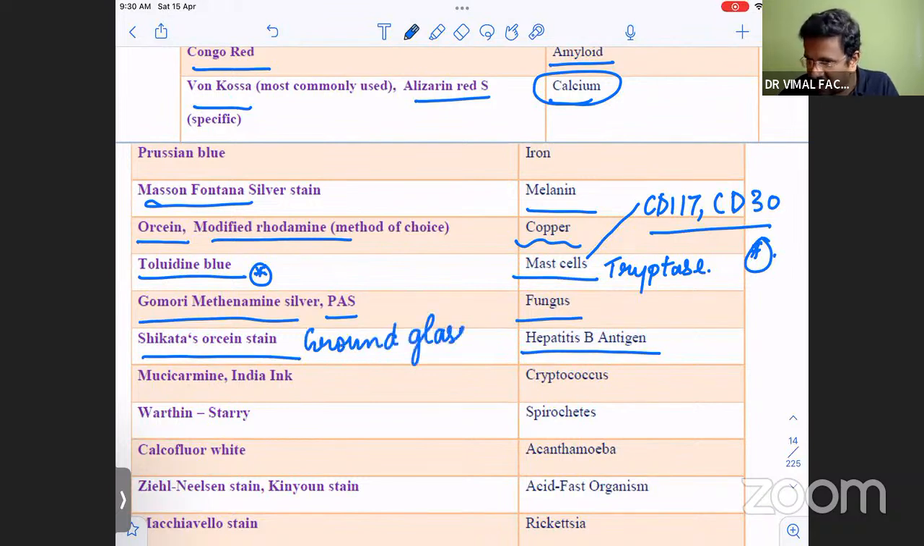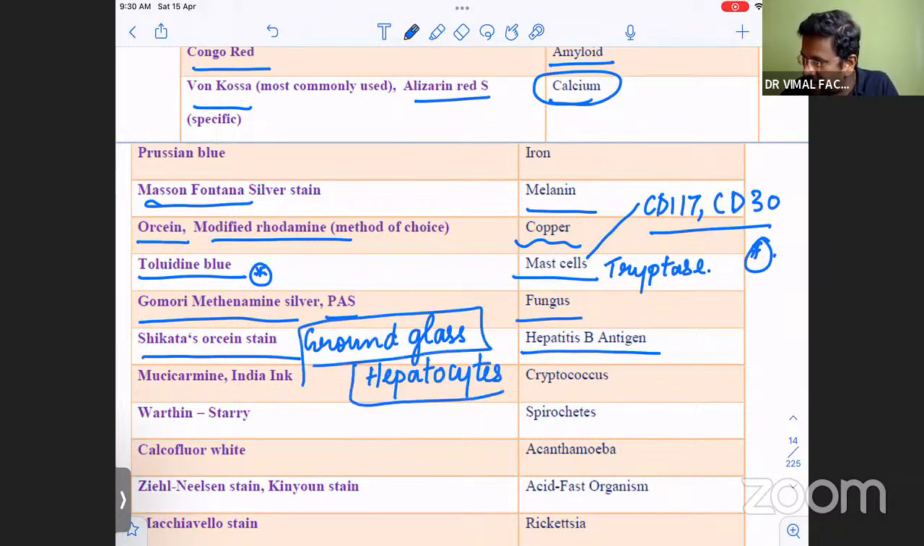Ground glass hepatocytes. So in chronic hepatitis B infection, the liver cells will look like ground glass, and that will be highlighted by this Shikata orcein stain. And why is it looking like ground glass? Because it contains a lot of hepatitis B virus antigens.